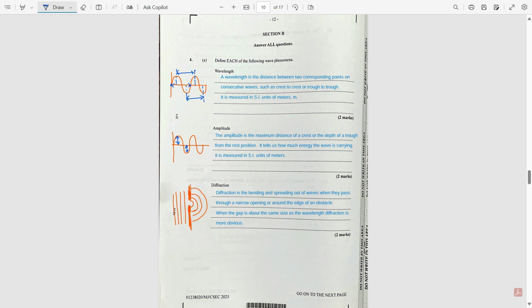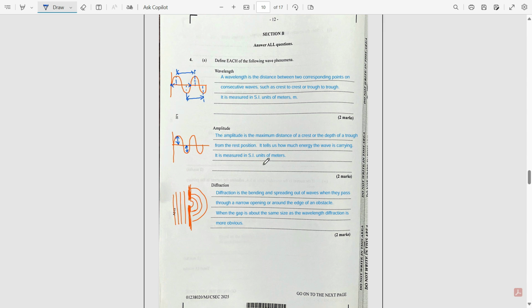And then for amplitude, it's from the rest position to the top of the crest, or from the rest position to the bottom of a trough. And then diffraction would be having your wave fronts hitting a gap, and if the gap is small enough, the spreading of the waves will be very obvious and it will be nice to look at.